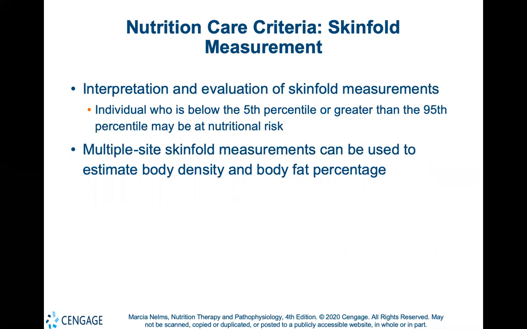and mid-upper arm fat area, can be compared to references that are based on NHANES summary data. An individual who is below the 5th percentile or greater than the 85th percentile may be at nutritional risk. Please review Appendix D1, page A-73 for these reference standards.